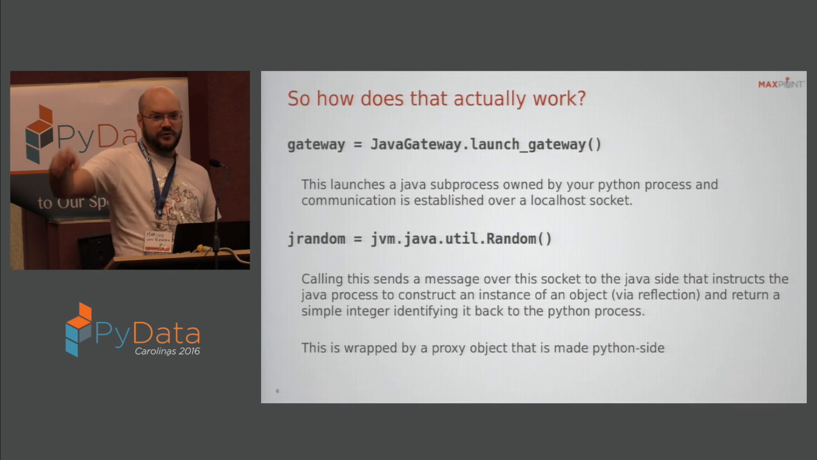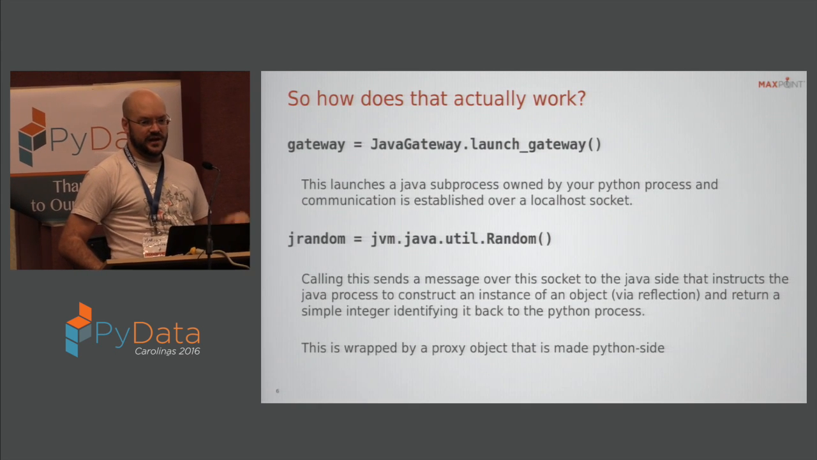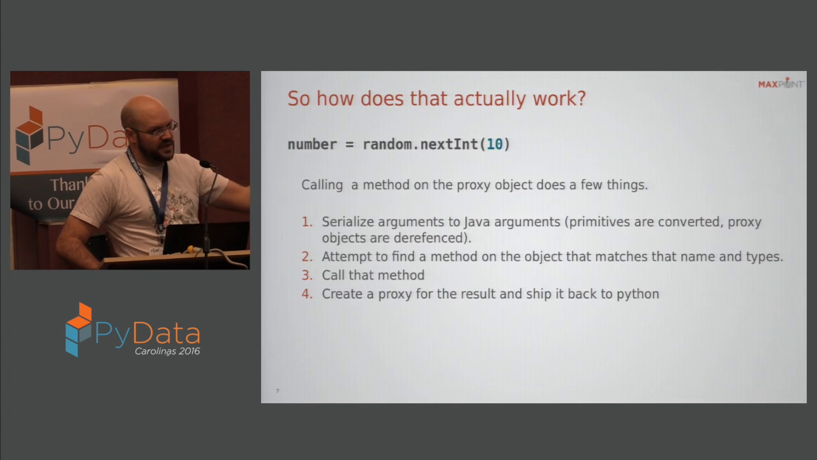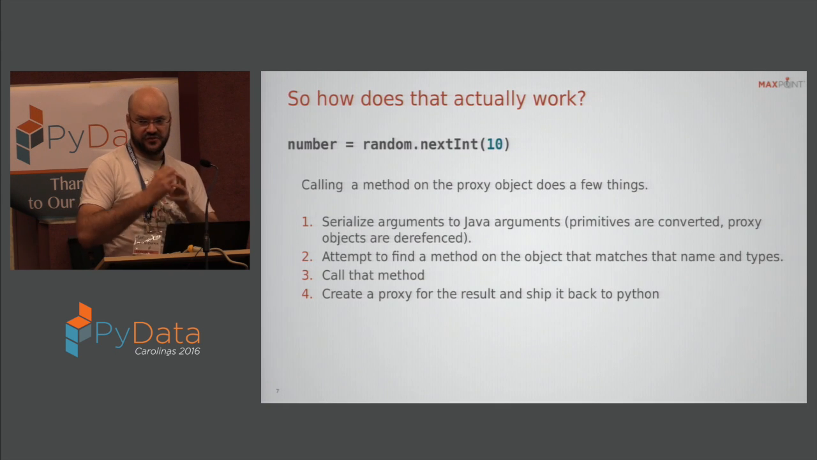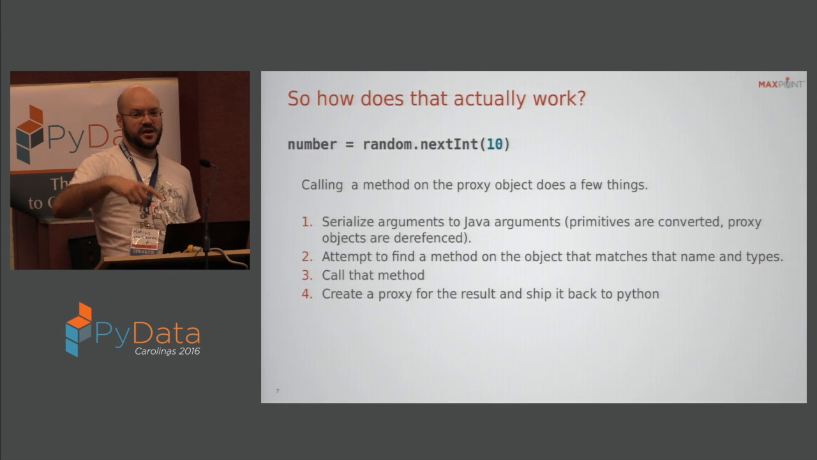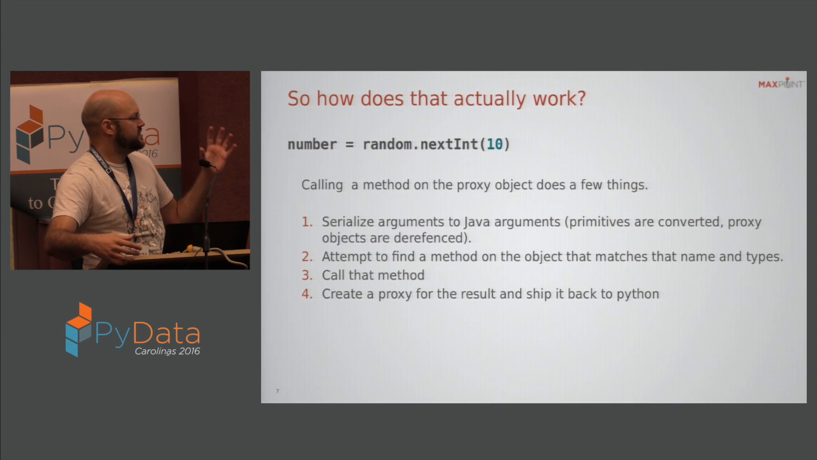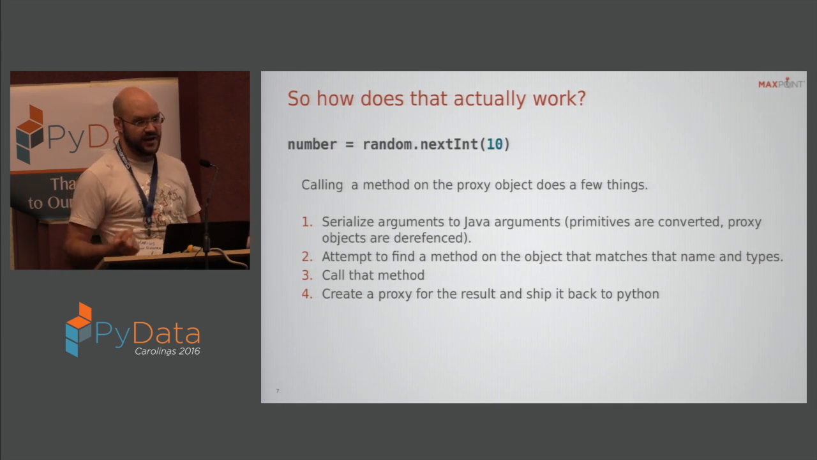And hold a reference to that thing around and return basically just an integer back to the Python process saying, by the way, I made you this object. It is object number 5. And your Python process can then use that to talk back to it. When you call a method on that, the same thing happens: the Python process sends an integer saying, on object number 4, call the method called nextInt with these argument types. It will serialize all of your arguments into something that Java can understand.